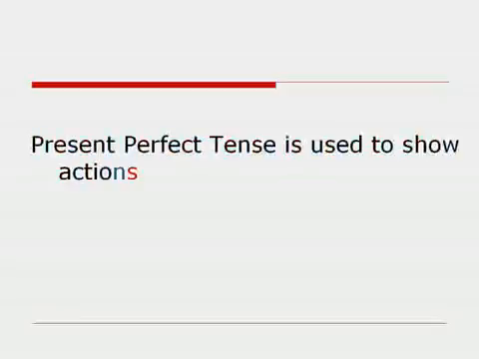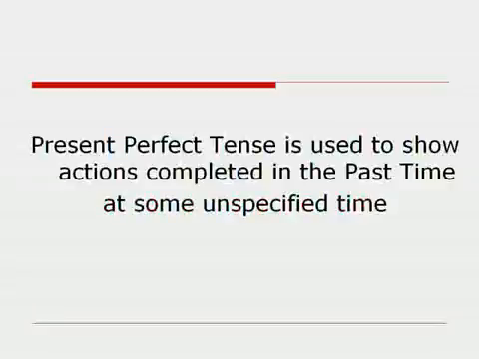Now before I start explaining present perfect tense, I would like to tell you, which I always tell before explaining any tense, that like other tenses, present perfect tense has many uses, but in this lesson we shall only learn one use of present perfect tense. Present perfect tense is used to show actions completed in the past time at some unspecified time.